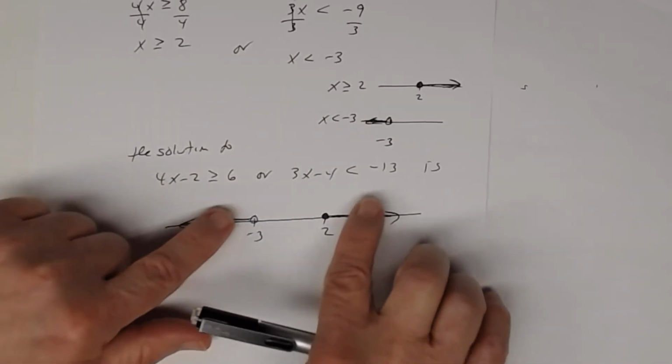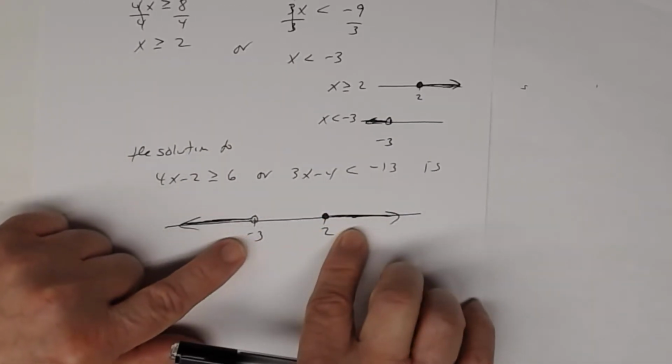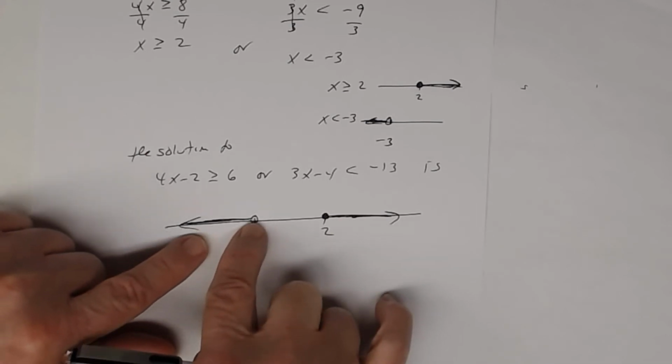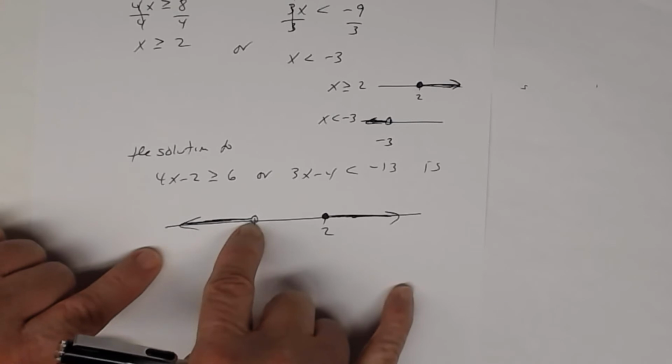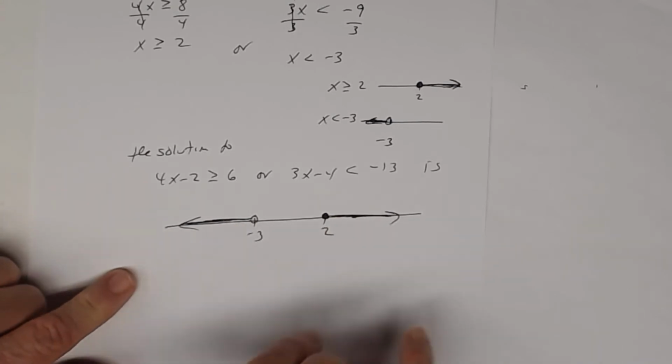So notice this OR statement right here. You had two sets of graphs, let's say. You had part of the graph going here, and you had part of the graph going here.